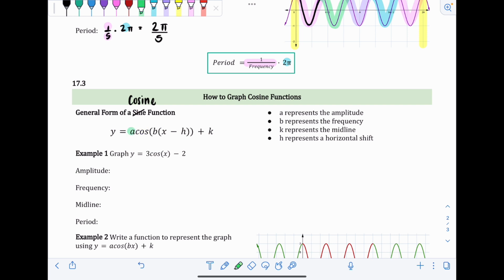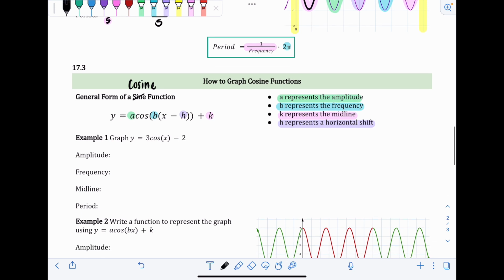So a is the amplitude, b is going to be the frequency, k is going to be the midline, and then h is going to be a horizontal shift. Same thing as when we did the sine lesson. We're not going to do any horizontal shifts in this section, so we won't really be dealing with anything that has an h in there.